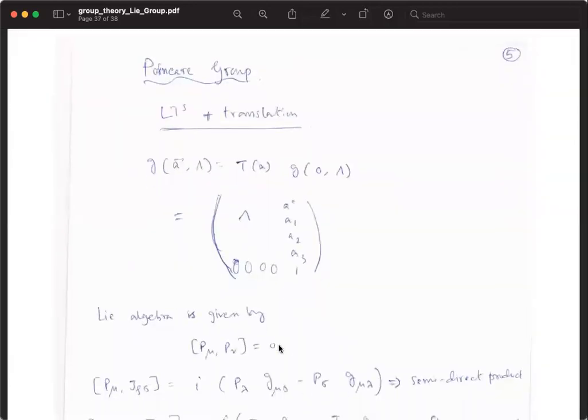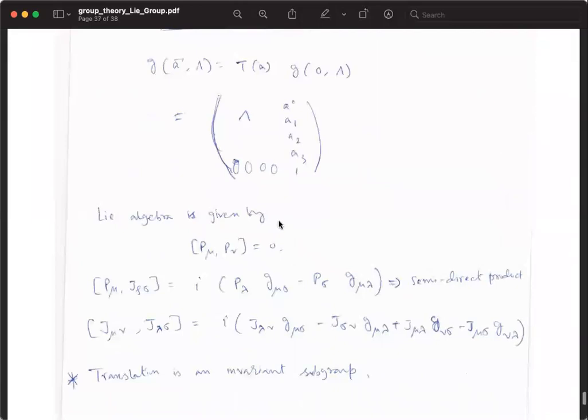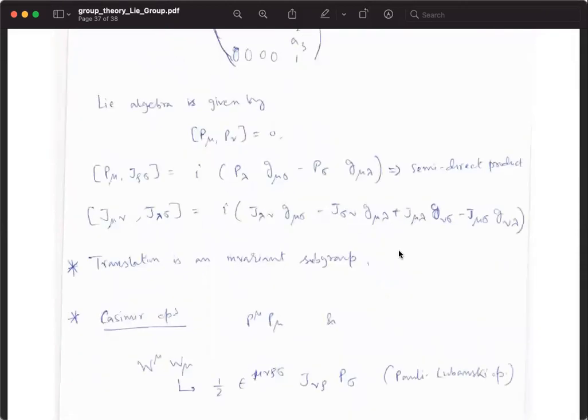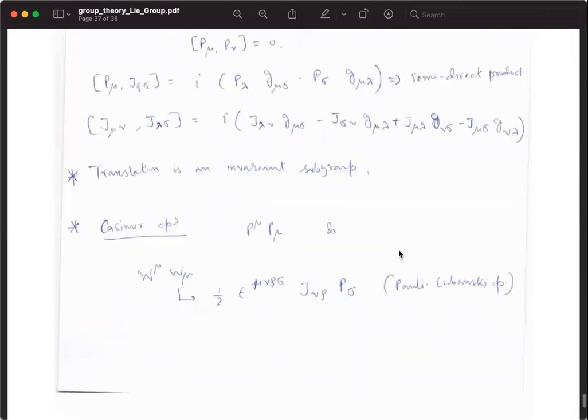Now, along the same line of thought, if we add the translation and extend it, you have this Lorentz transformation as well as the translation. For the translation, you have these generators P_nu, which commute among themselves, but they do not commute with the J_rho sigma. That's why we can call this a semi-direct product. And translation is itself an invariant subgroup of the Poincare group.